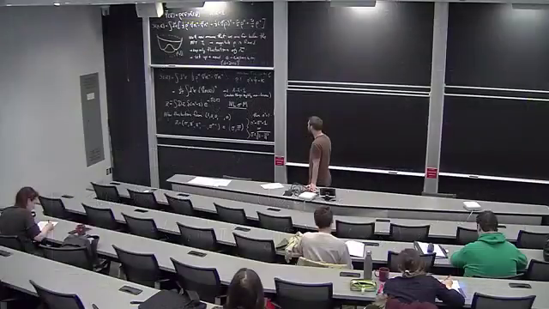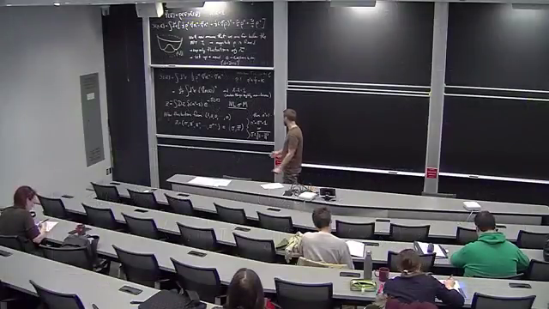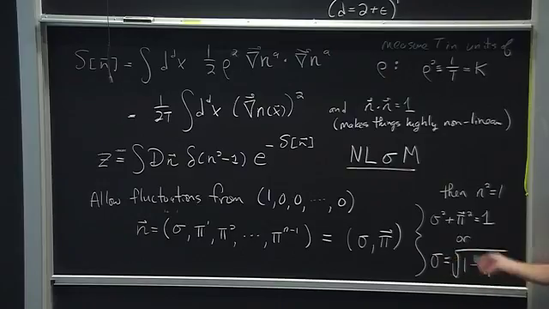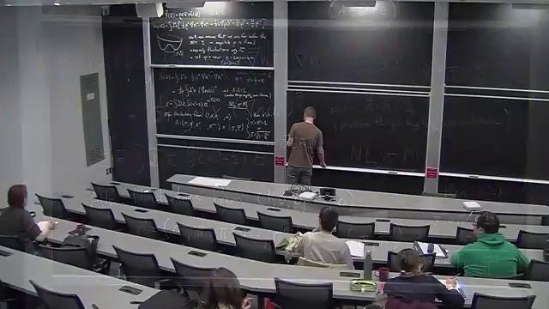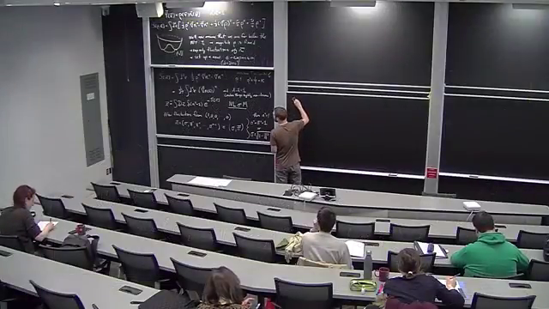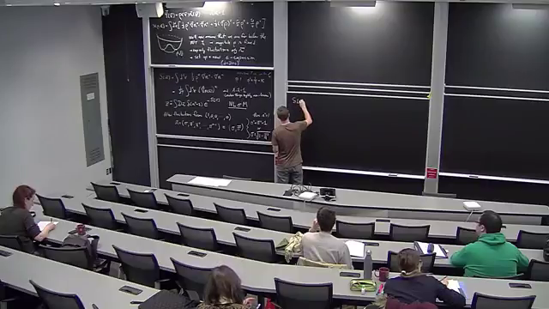Okay, so then the constraint on all of these fields is just part of that nonlinear sigma model. So subject to that, we'll just write the action over n vector, now is sigma, pi vector.